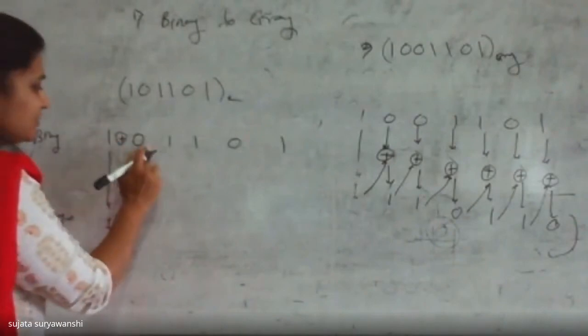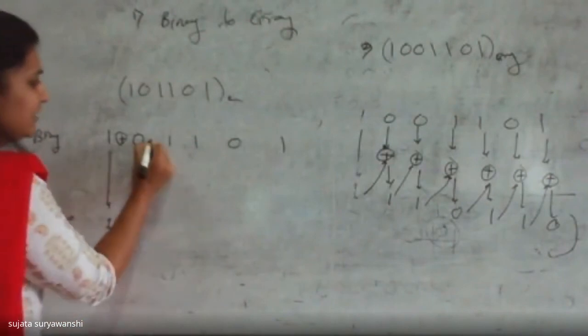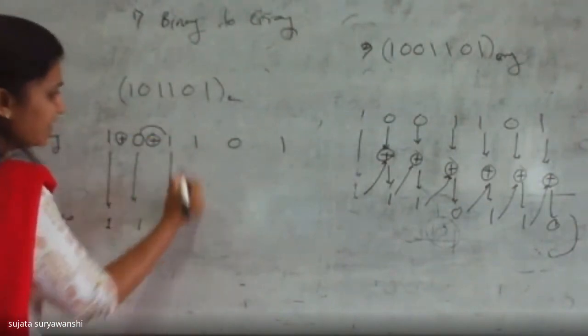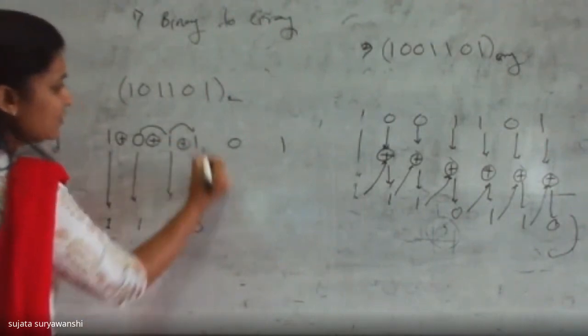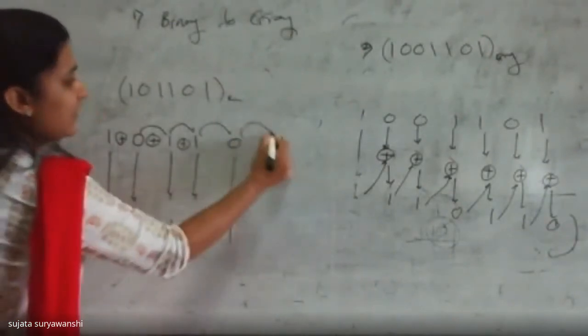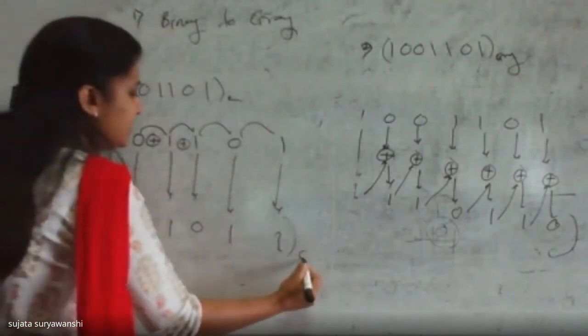1 XOR 0, you get 1. Again, this 0 XORed with 1, you get 1. This 1 XORed with 1, you get 0. Then 0 XORed with 1, you get 1. And 0 XORed with 1, you'll get 1. Like this. So this is the equivalent gray of the given binary number.